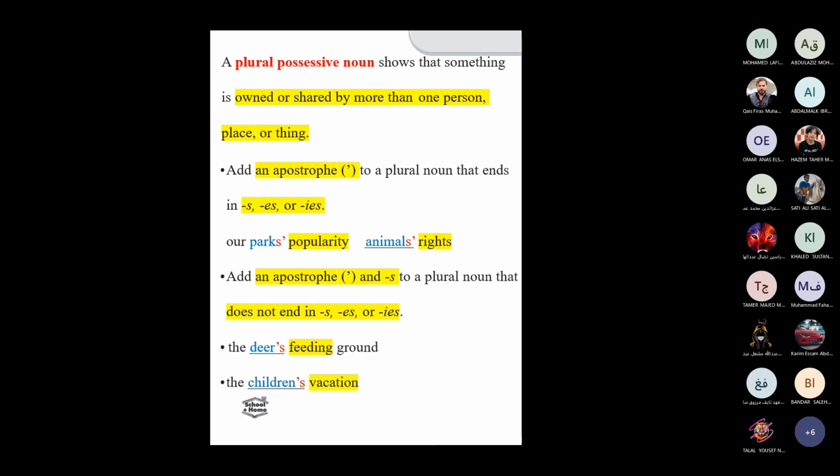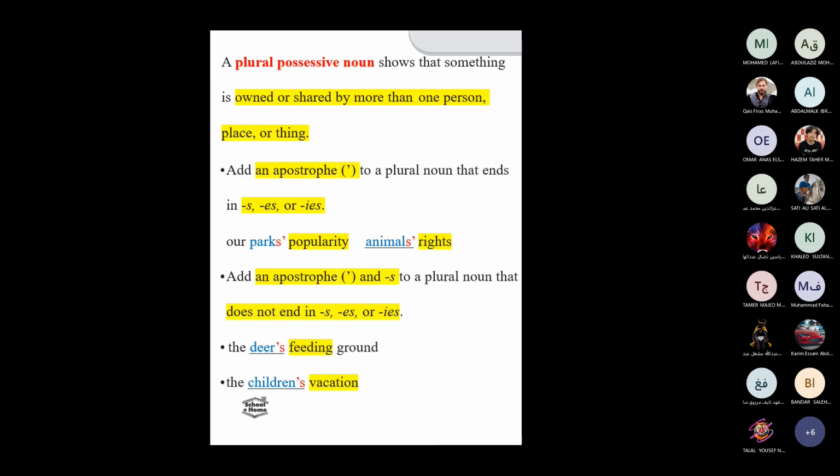Again, any noun that has no s at the end, add apostrophe s to make the possessive. And any noun that has s at the end, add just an apostrophe after the s. I think now it's so simple. Any noun, singular or plural, whatever, that has no s at the end, just add apostrophe s. And if the noun already has s at the end, add an apostrophe after the s.